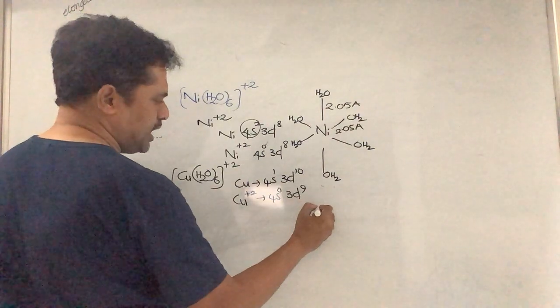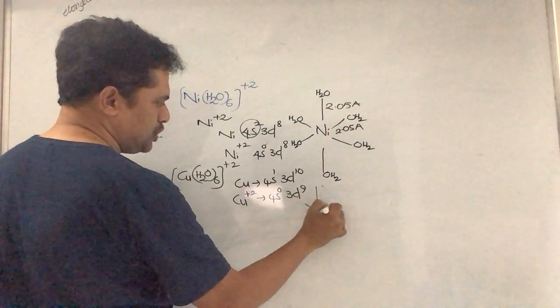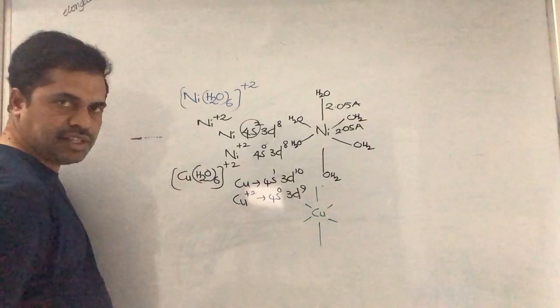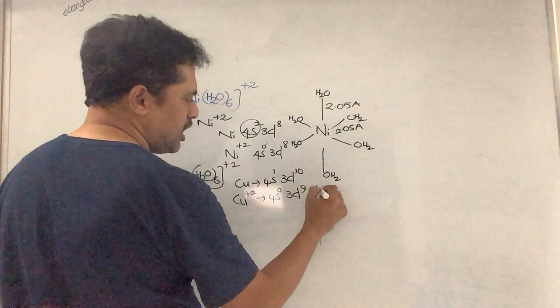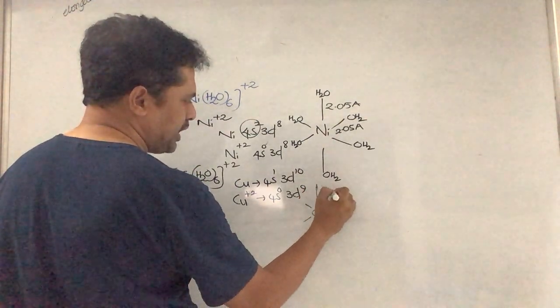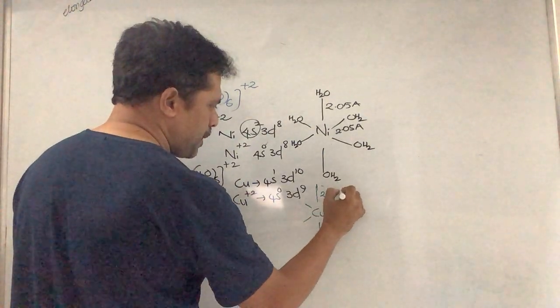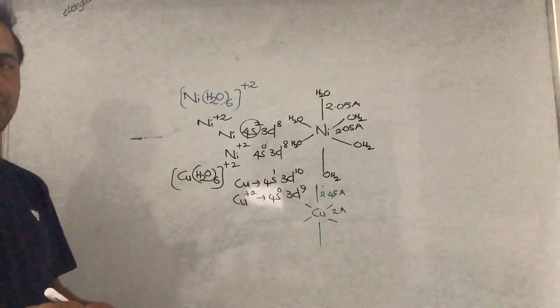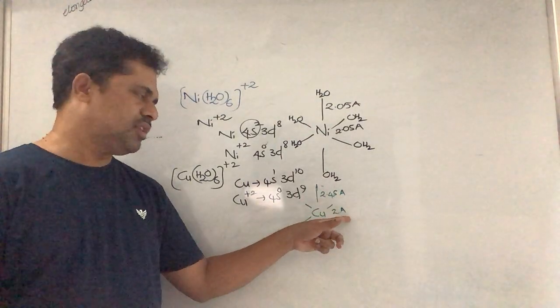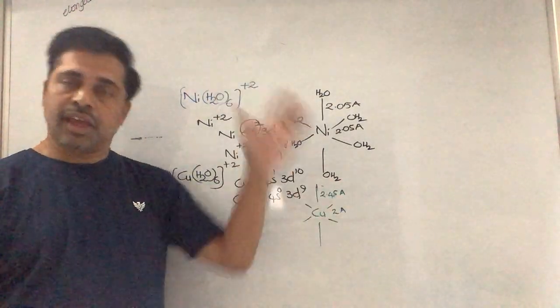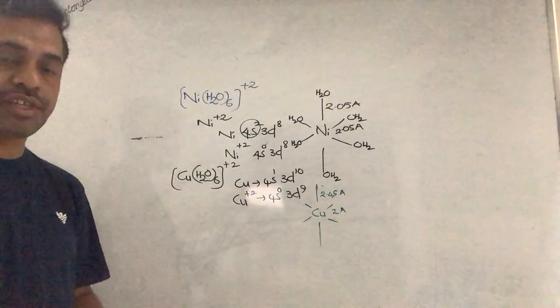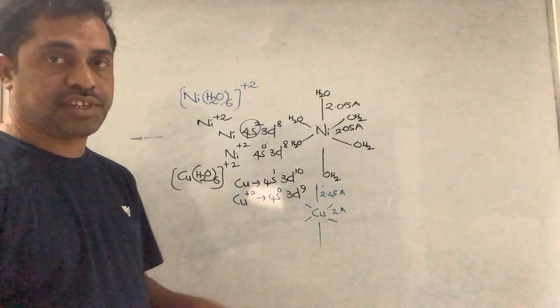D9, when it is there, copper: 1, 2, 3, 4, 5, 6. In this, if you see, these bonds are longer, 2.45, and this bond is going to be 2 angstrom. Now, two different bond lengths you can see here: 2 angstrom in the equatorial, 2.45 above and below. So two types of bond lengths you can notice here.